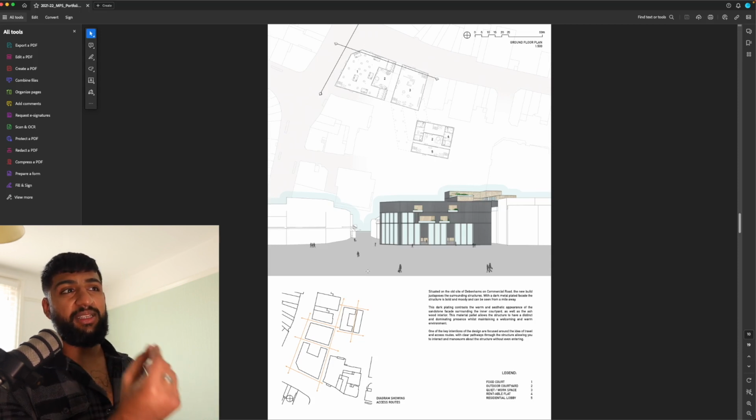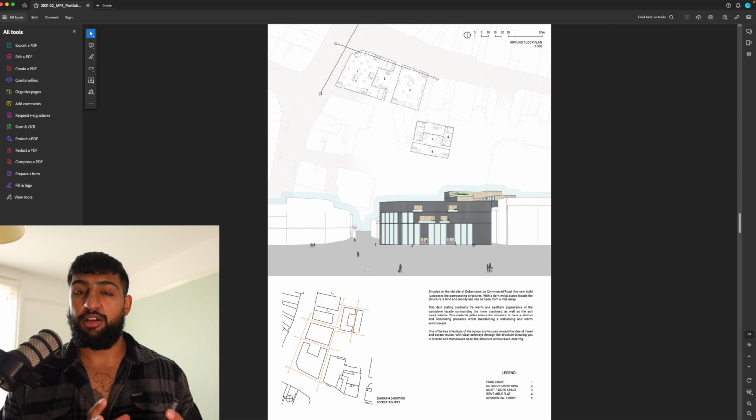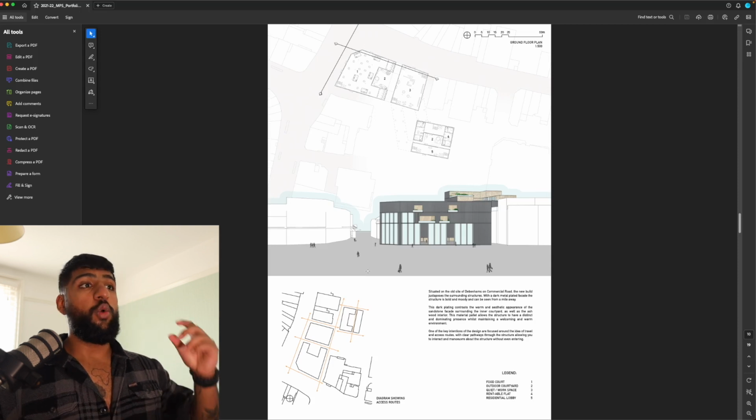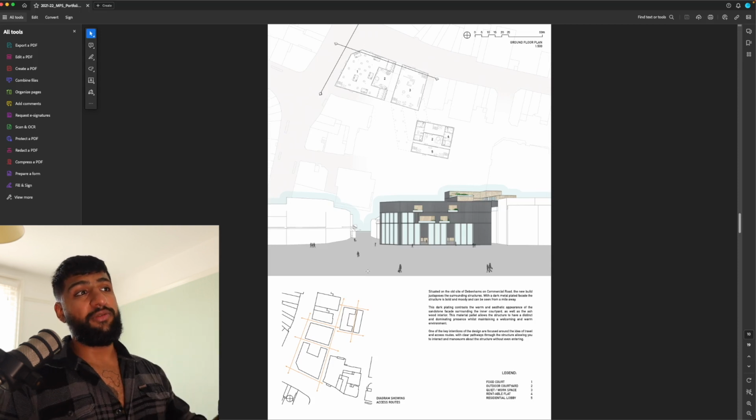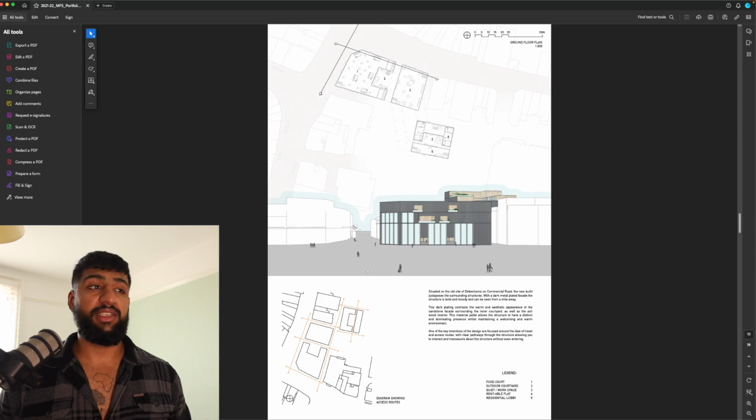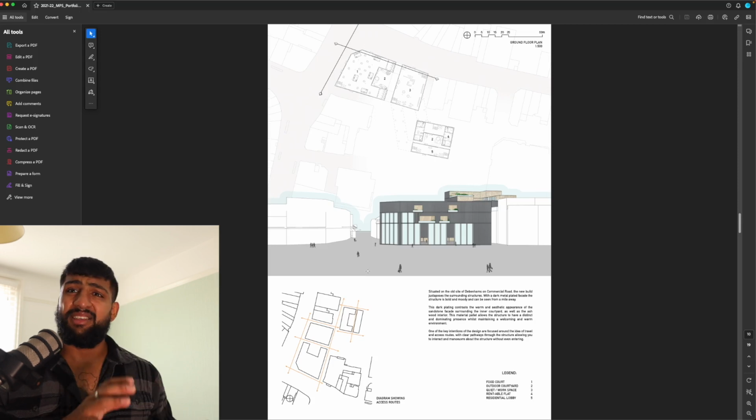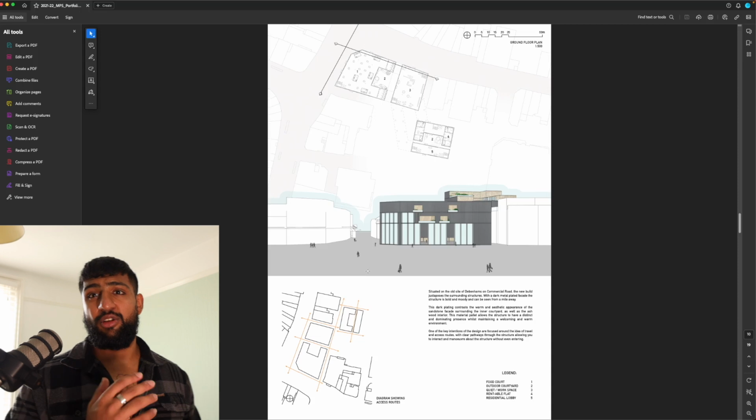So rather than doing these line diagrams with kind of collage materials, what I would do is I would actually model all of this and render it all out as high quality renders. This is one of the areas I think that I've lost a lot of marks.